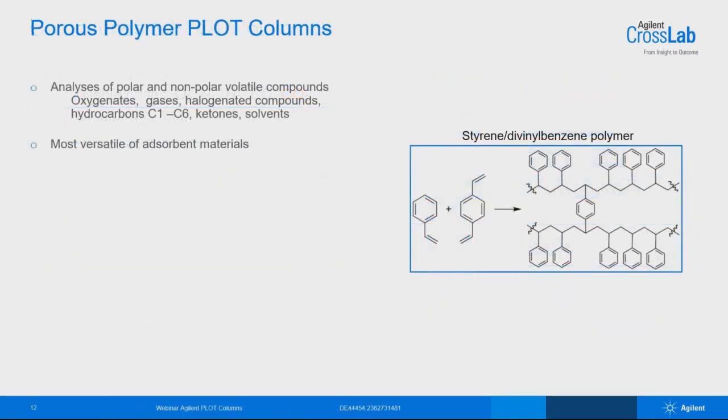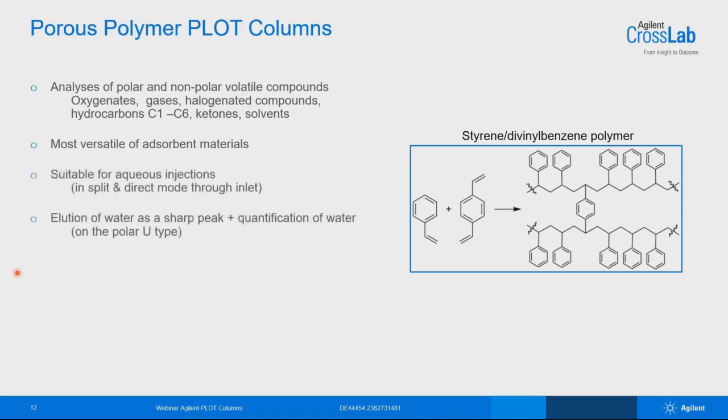Porous polymer plot columns are arguably the most versatile, and you could use them for the separations of hydrocarbons, solvents, oxygenates, gases, and CFCs. They are also special as it is possible to inject samples with high concentrations of water on them. Most other plot columns have an issue with that. It's even possible to quantify water on the more polar U-types.